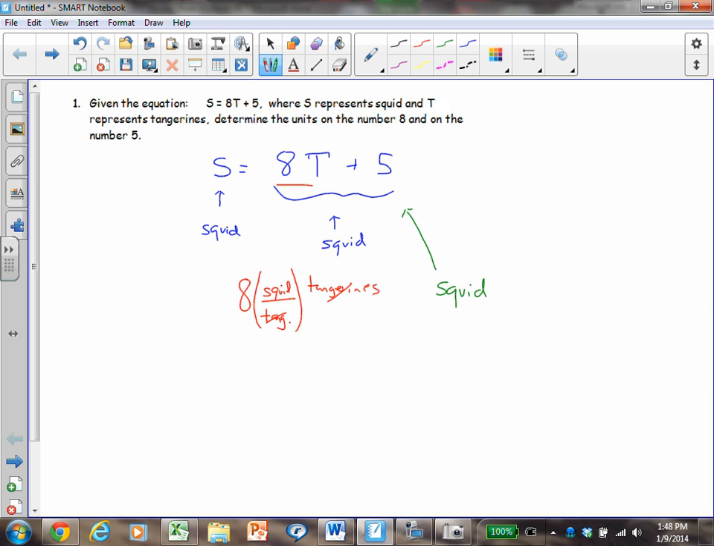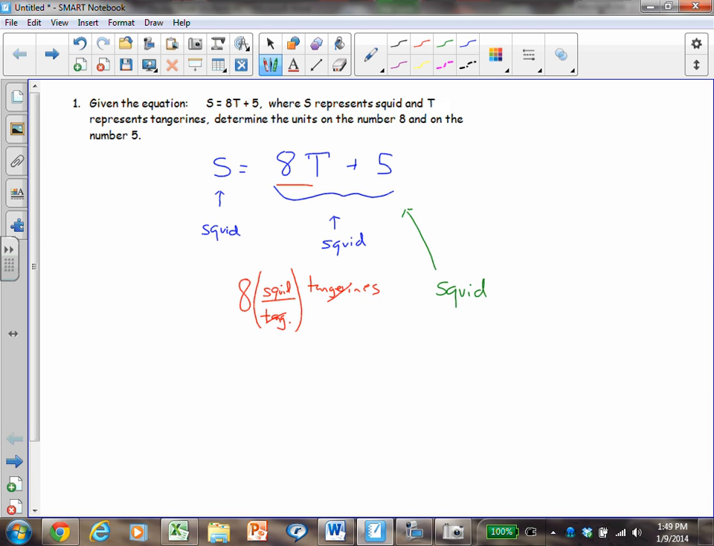That's just the units on the 8. So if you plugged in 5 tangerines, you'd have 5 times 8, 40 squids over there, because the tangerines would cancel. No, it's what are the units on the 8?